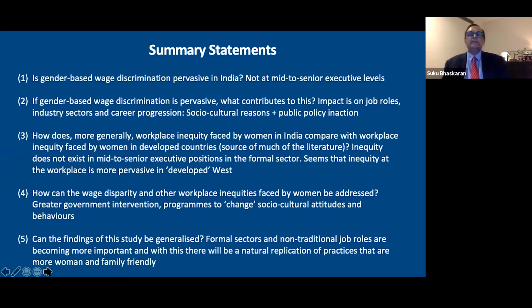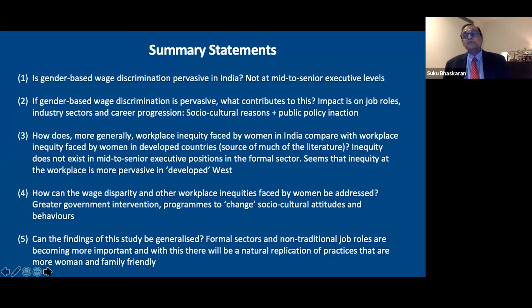How does, more generally, workplace inequity faced by women in India compare with those in the developed countries, which is the source of much of the literature that we have got? Our conclusion is that inequity does not exist in mid to senior executive positions in the formal sector. Remember, we interviewed women to get this information, and they do not feel that there is inequity. Our reading of the literature suggests that actually it is much more pervasive at the workplace in the developed West, and not in a country like India.